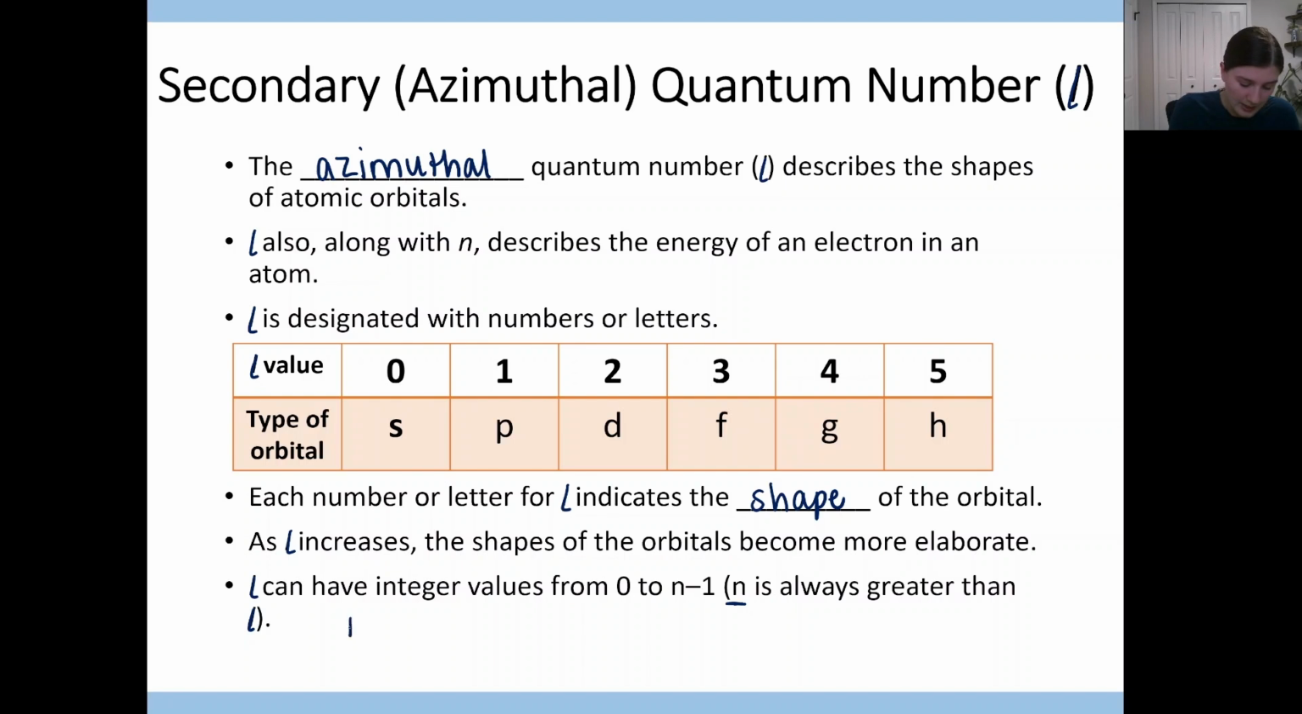So for example, if we have n equal to 1, we have an electron in the first energy level, then L can only equal 0. It can't equal 1, it can't equal 2, 3, or 4. It has to be less than n. But if we have a principal number, n equals, let's say, 4, then L can equal 0, 1, 2, or 3 for that atom. We'll talk a little bit more about possible sets of quantum numbers in a little bit.